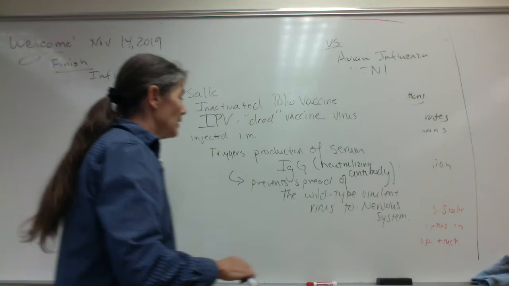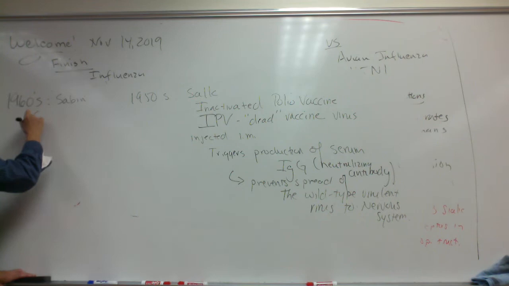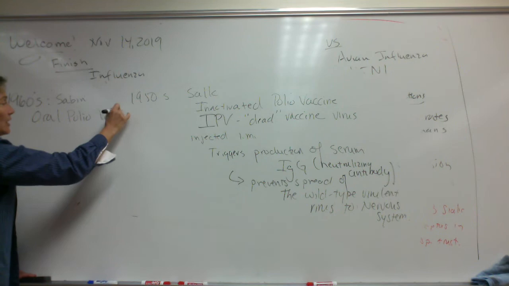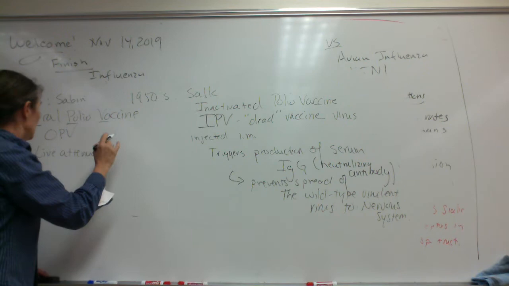And then his competitor, I should have done this backwards. Okay. So in the 1960s, his competitor, Sabin, developed the oral polio vaccine. And what do you think the initials are for that, you guys? You always see it, OPV. And the OPV was a live attenuated vaccine virus. So what does that mean, you guys?